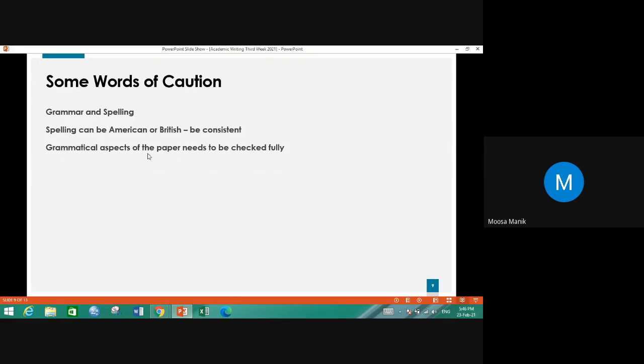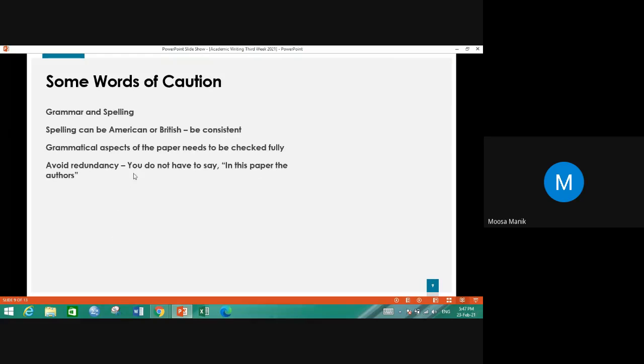Grammatical aspects of the paper need to be checked fully. Formatting is very important. For example, you have to make sure that a subheading does not appear as the last few words or the last phrase on the page. Okay. Because after the subheading there should be something written. If it is a main heading, use a fresh page. Subheadings should be written on the side, and underneath you should write some explanation. Okay.